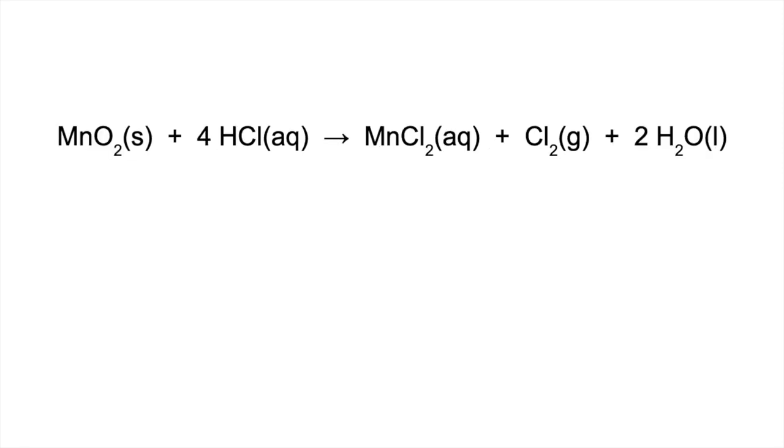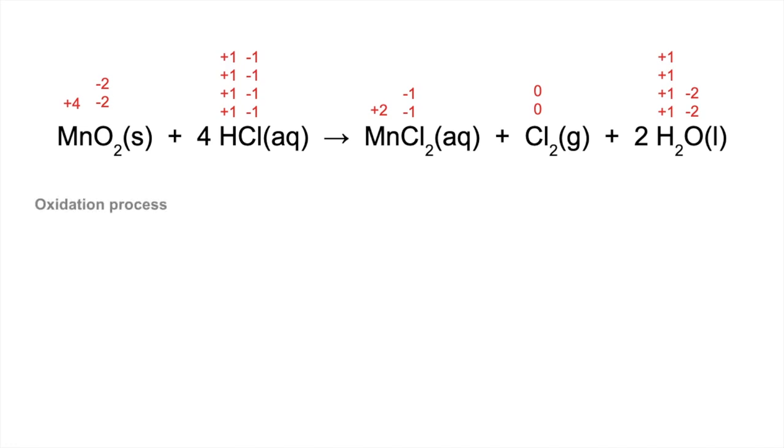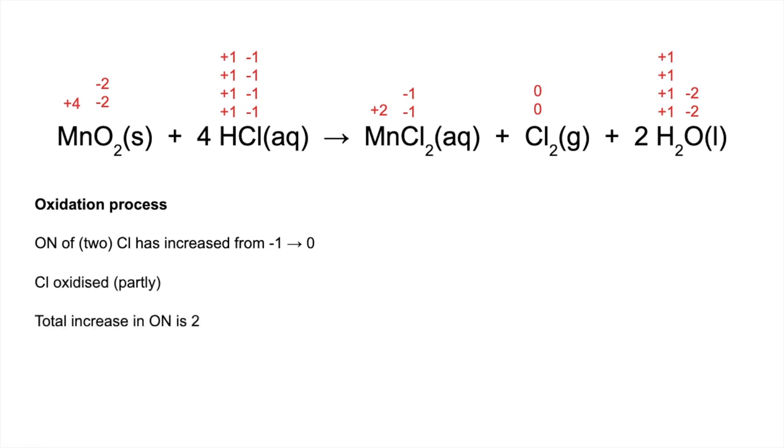So here's another one you can try. Same again, we'll do oxidation number first and then we'll do it in terms of electrons second. So there's all the oxidation states in there. We can see that the manganese has changed its oxidation state, and this time the chlorine has. For the oxidation process, you notice there's 4 chlorines here in 4 moles of HCl, each one's at -1. 2 of them have gone up to 0. You can see these 2 haven't changed. So the oxidation number of 2 of the chlorines has increased from -1 up to 0. So we can say that the chlorine is oxidized or partly oxidized. Total increase in oxidation number is 2.